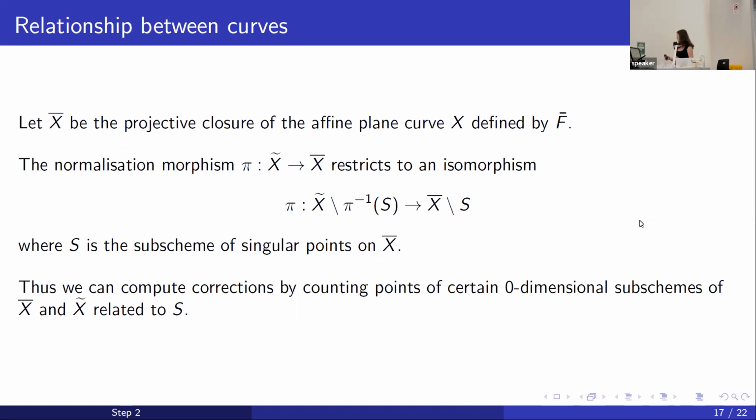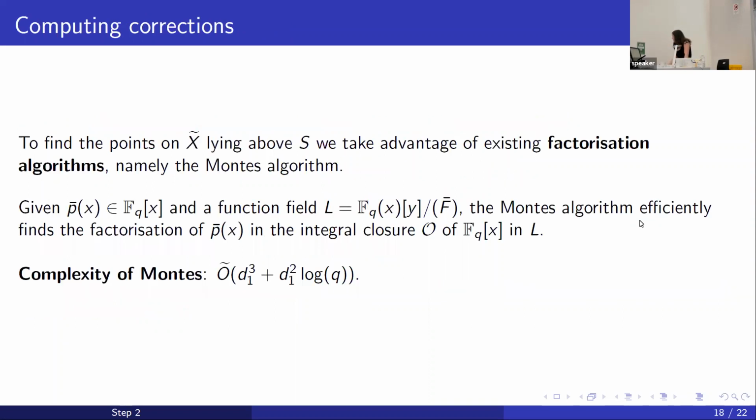What we basically want to do to compute the corrections is count the points of that singular subscheme of X bar, and then also count points in the pre-image under the morphism pi of that subscheme. To count points in that pre-image, what we will do is exploit a factorization algorithm. Namely, we will exploit the Montes algorithm.